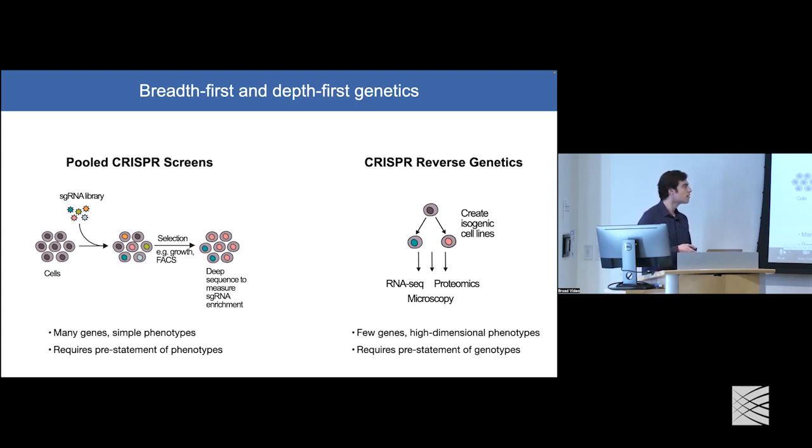And then on the other side, in these depth-first methods, even now it's still pretty labor-intensive to create isogenic matched cell lines. It can take a couple months of time from a researcher, and so that really limits the scale of these experiments. So pretty often, you can get these really complex high-dimensional phenotypes, but you tend to get them for a relatively small number of genes. And you really have to pre-state what genotypes you're interested in before you begin your endeavor, also potentially diminishing the opportunity for serendipitous discovery.